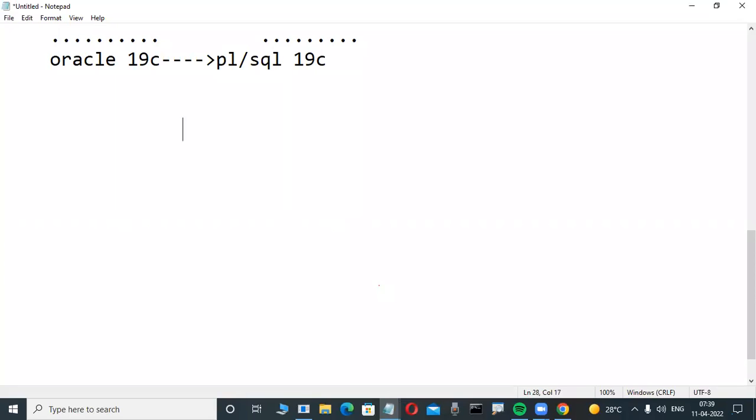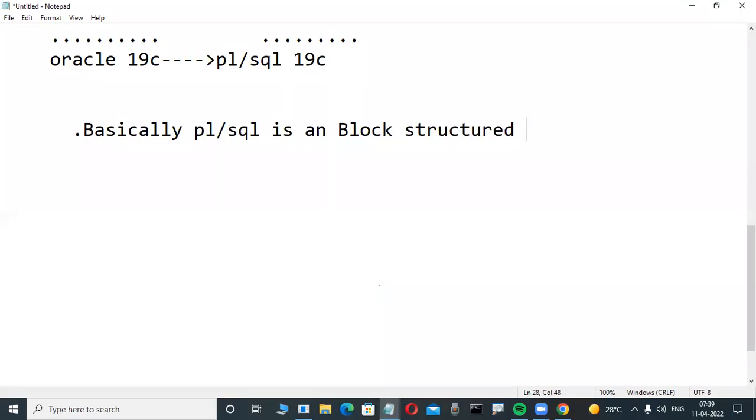Now write it. Next: basically, PL/SQL is a block structured programming language. Some programs are there, but easy. This is not case sensitive, same like SQL. Basically, PL/SQL is a block structured programming language.